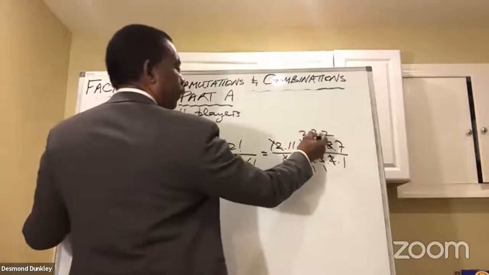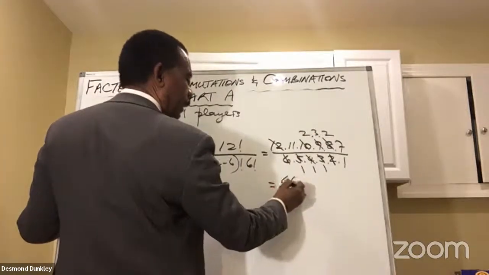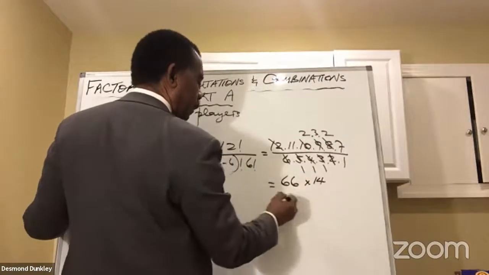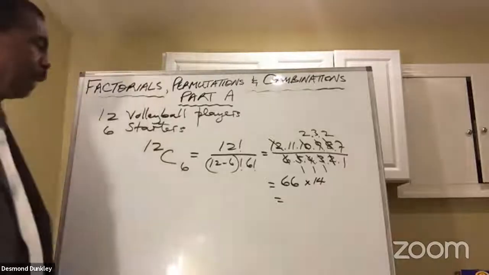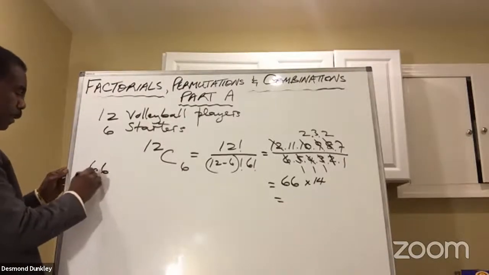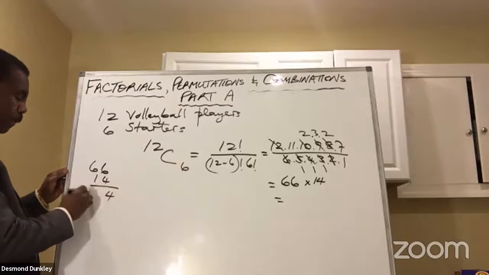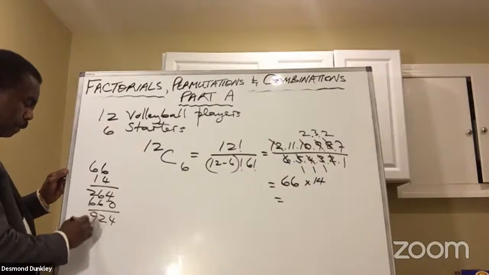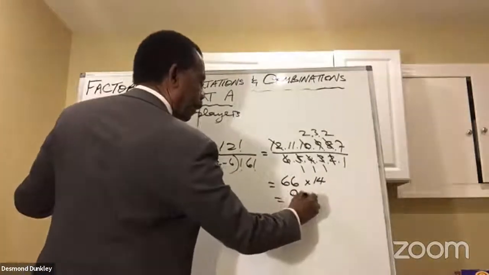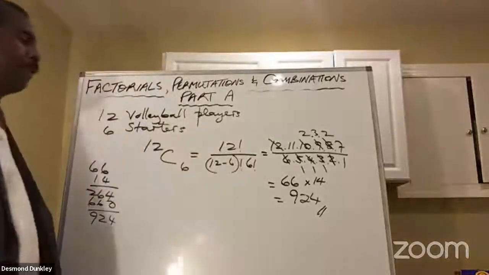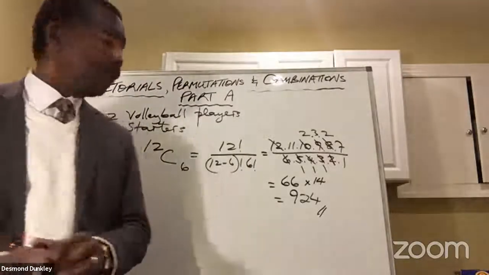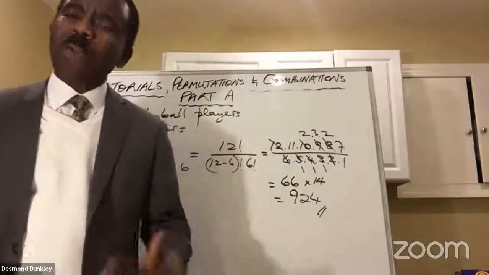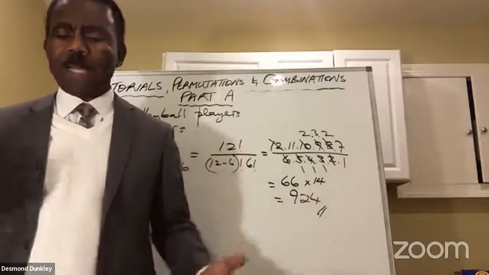So 2, 3, 6, 6 times 11, 66. 2, 3, 6, and then 2 times 7, 14. So now we have 66 times 14. 4, 6 is 24. So now we end up with 924. So we have 924 ways to get our 6 players, assuming that all of them are equally qualified.